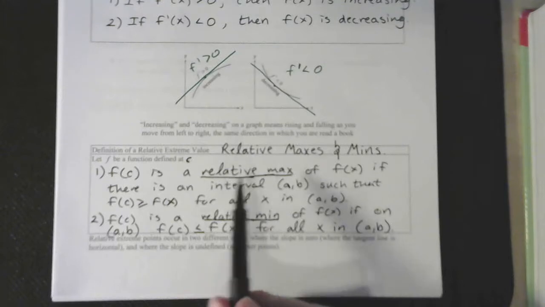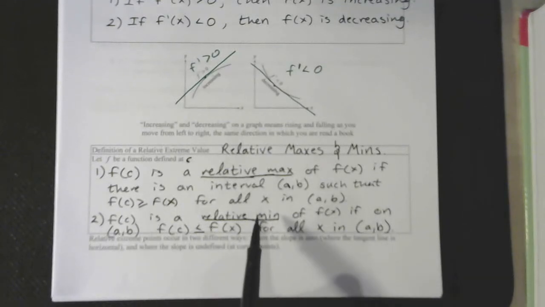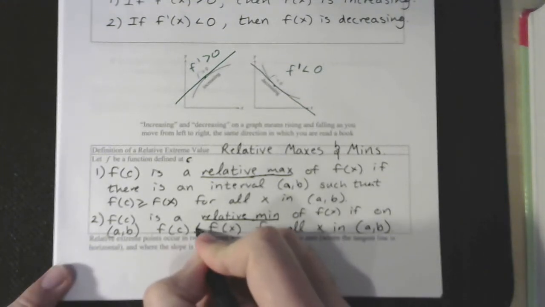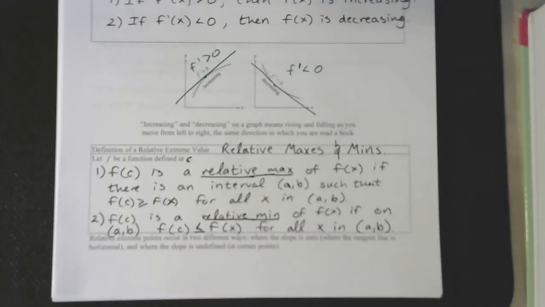You're a max if you're bigger than everything else, and you're a minimum if you're smaller than everything else, or tied for the smallest. Right? That's why we have the greater than or equal to and less than or equal to. We can be tied for smallest and largest. So a little note here says relative extreme points occur in two different ways: either where the slope is 0, where the tangent line is horizontal, or where the slope is undefined. So at those corners, at those sharp points.